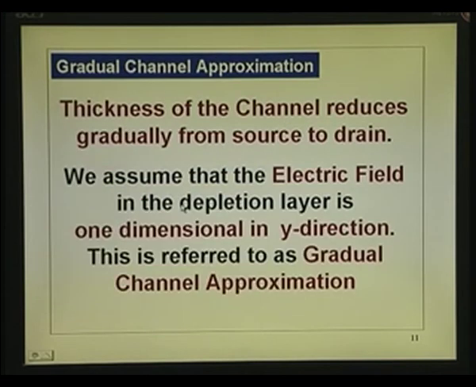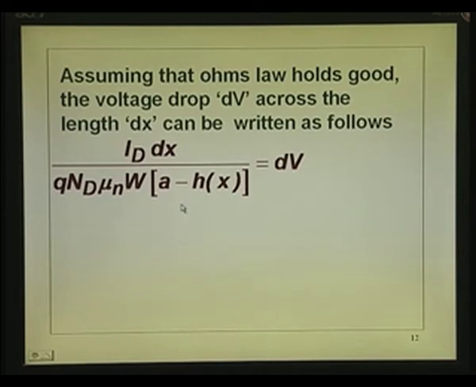So, what we do is dV, the voltage drop across that region thickness, is given by I d into R of that dx length, that is given as dx divided by this quantity, that is actually 1 by q and d mu1 is rho, I d into rho dx divided by the area of cross section. Area of cross section now is actually W into channel thickness. Channel thickness is A minus H. That is potential dependent.